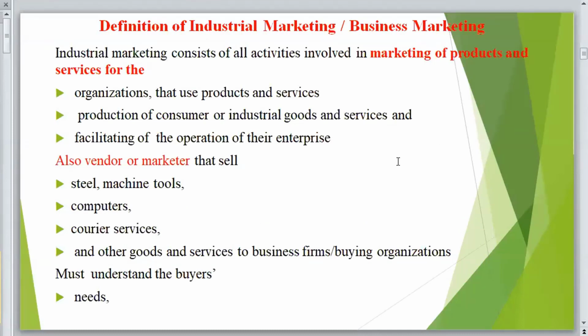So these are the possible definitions of industrial marketing.